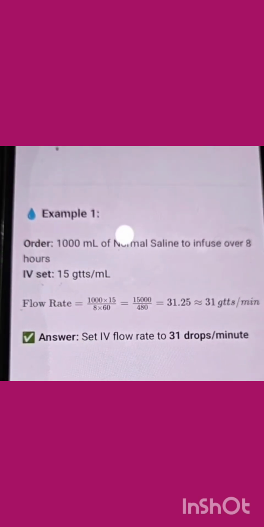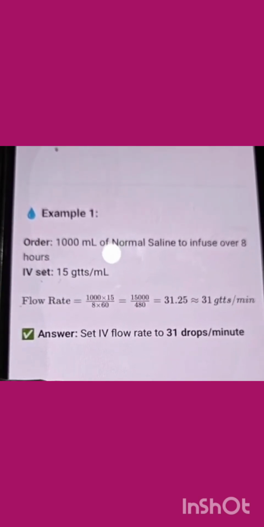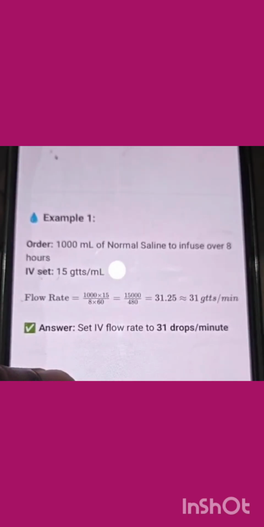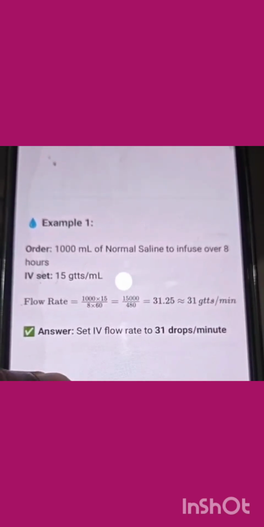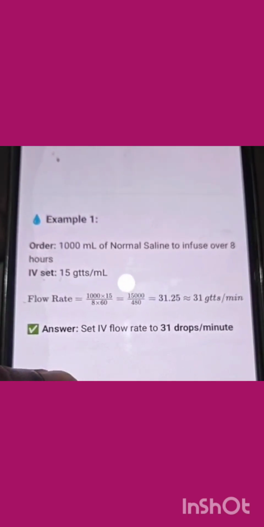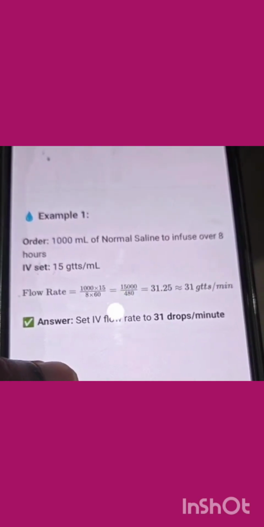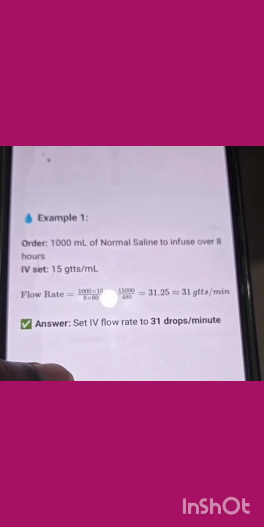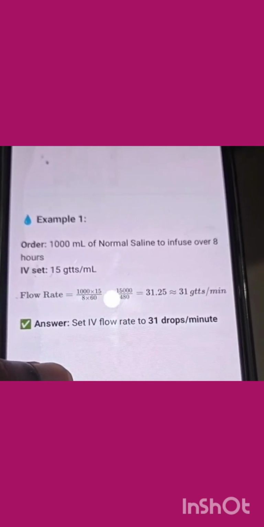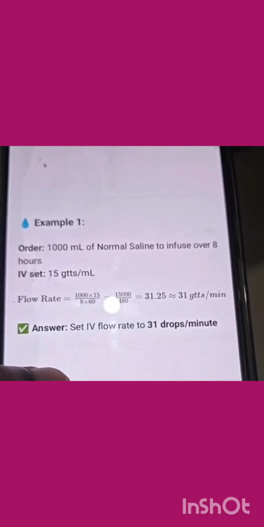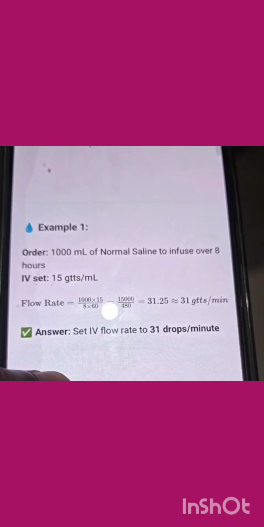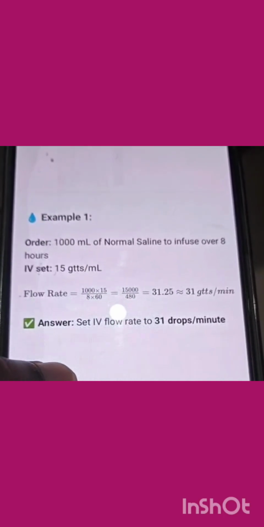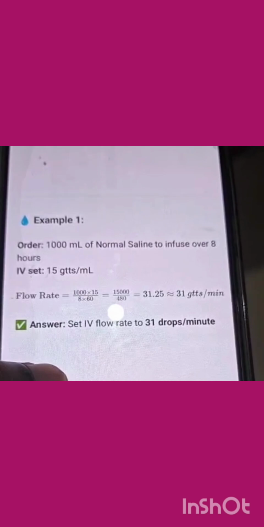Suppose the doctor has ordered 1000 ml of normal saline to be infused over 8 hours, and here the drop factor of the IV set is 15 drops per ml. Now let's apply the formula. Flow rate is equal to total volume in ml. So here the total volume is 1000 into drop factor. Now what is the drop factor here for this infusion set? It is 15. So 1000 into 15, and this has to be infused over 8 hours.